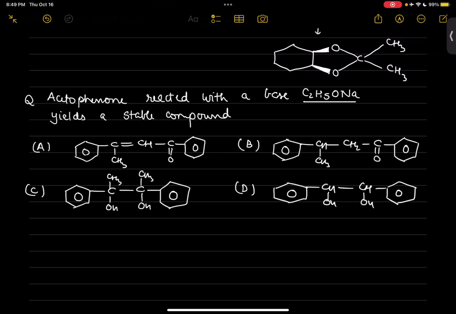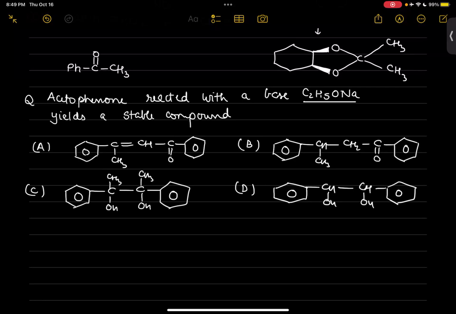Very easy. Which reaction is this? Acetophenone. Instead of giving the structure, they have given the name. And one more thing, they have given the common name. So you are expected to remember the common names also, which are very common. Okay. This is expected because it is given in NCERT, right? So this is acetophenone.